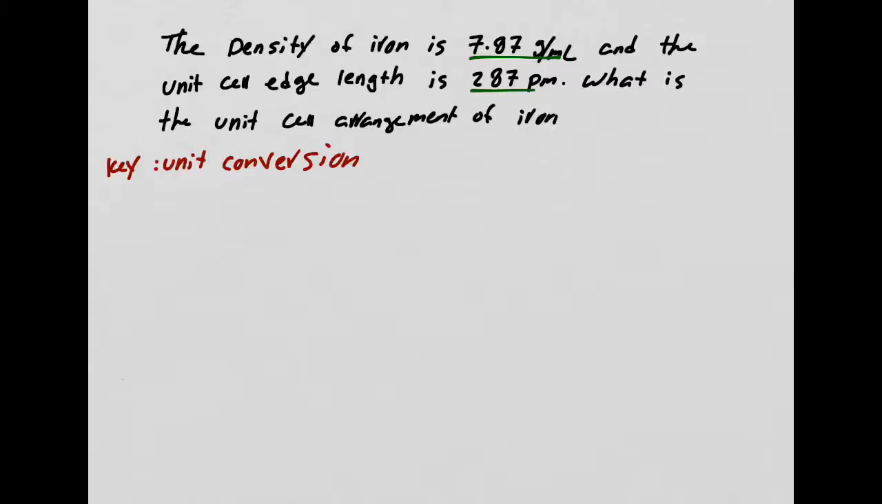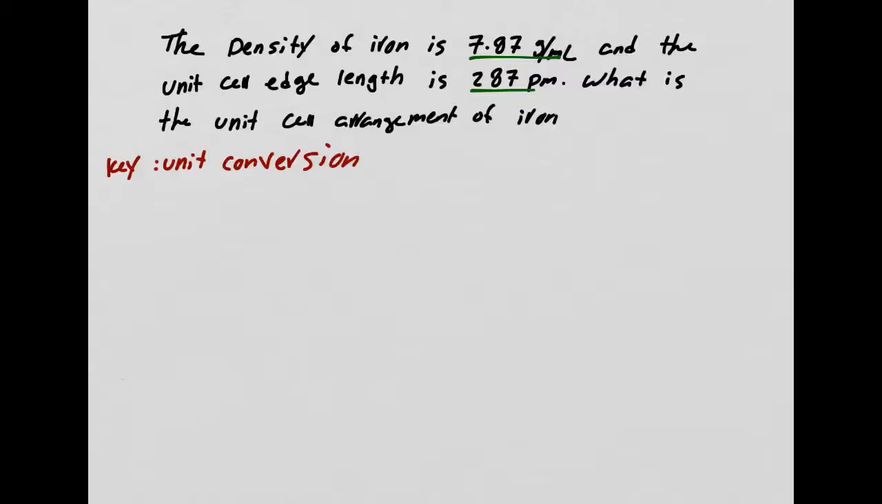So far, so good. Now, when you read a problem, write down, underline what the problem is giving you. They're giving you the density, grams per ml, and they're giving you the cell edge length, okay? The unit cell edge length, that's given to you. And they're asking you, what type of unit cell do you have? Do you have simple cubic? You have BCC? You have FCC?